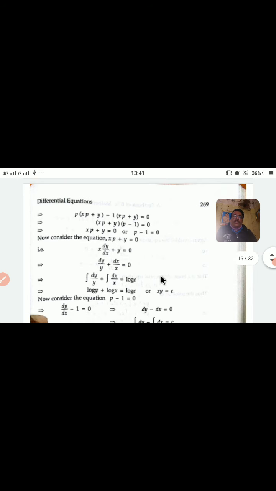Okay, now equate this first term, that is xp plus y, to 0, and we get x into p, meaning dy by dx, plus y equal to 0. Now making the variables separable, that gives dy by y plus dx by x equal to 0. Now integrating, we get integration of dy by y plus integration of dx by x equal to integration of 0, and this constant is nothing but log c.